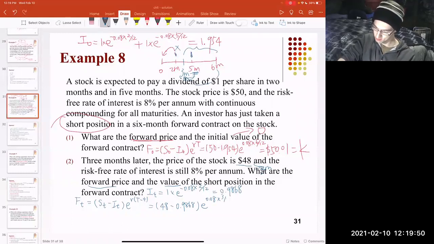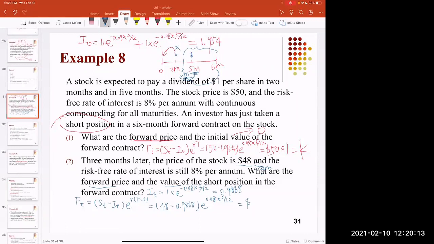Okay, make sure you understand the timeline. When we consider F_t, we consider from small t to capital T, not the total capital T. Okay, so what's the forward price at the end of 3 months? 47.96. That's correct. Good. 47.96. Yes.